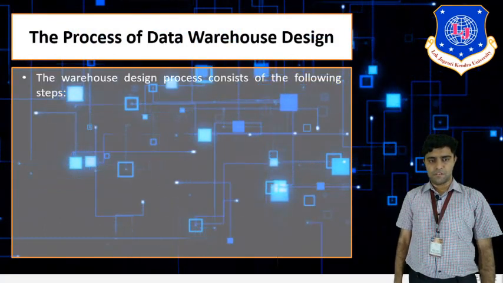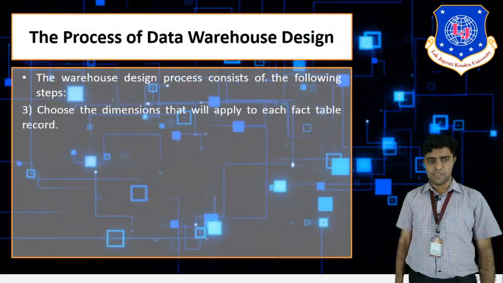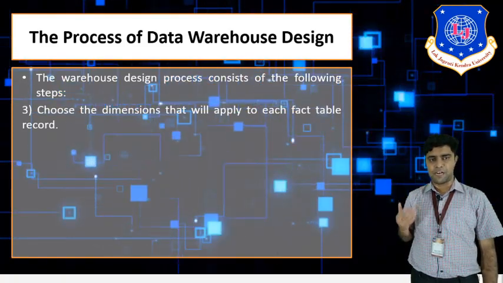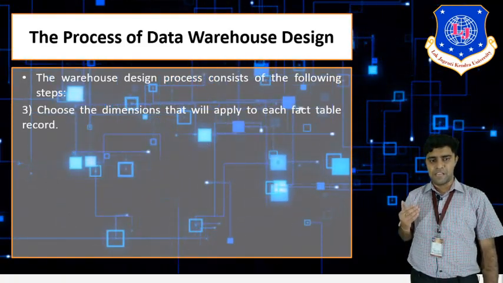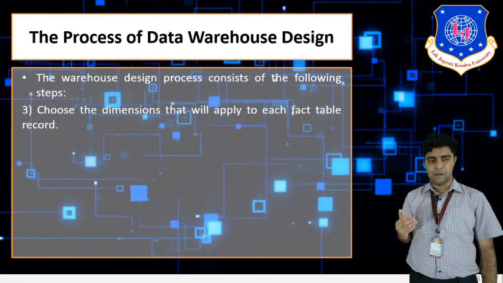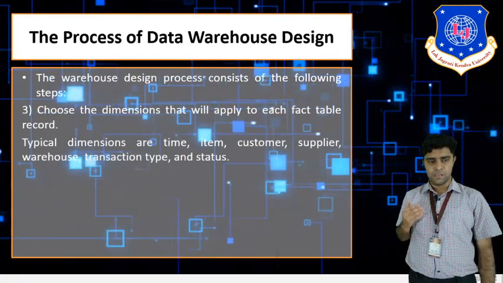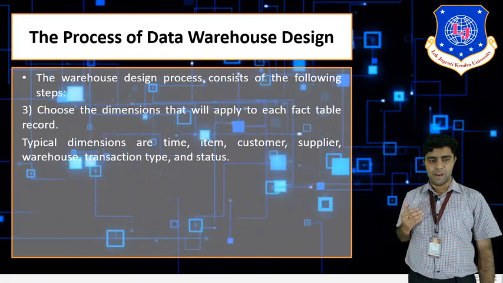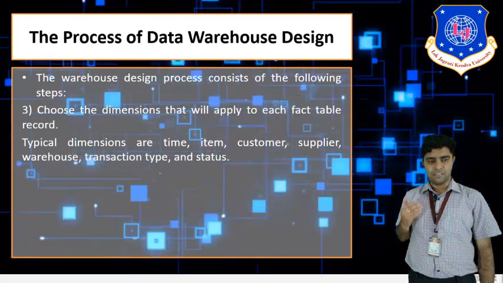The data warehouse design process consists of the following. The third step is to choose the dimension tables. After that, we will select the dimension tables that will apply to each fact table record. Typical dimensions are time, item, customer, supplier, warehouse, transaction type and status.